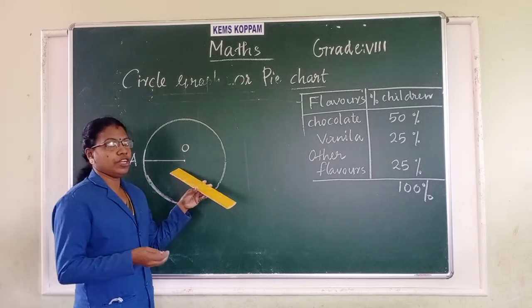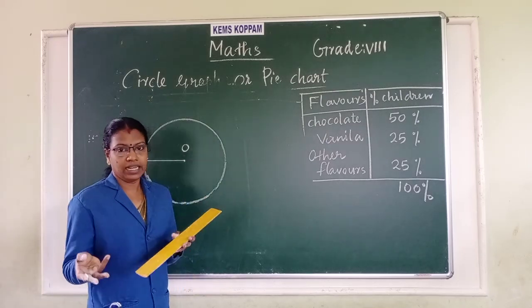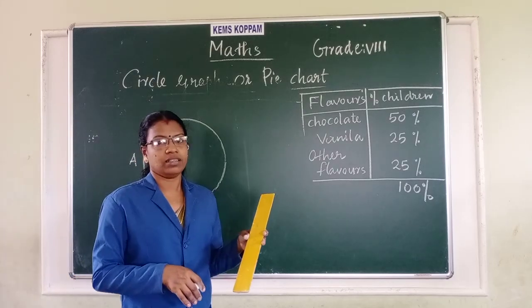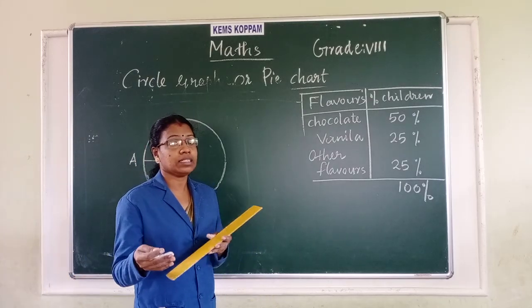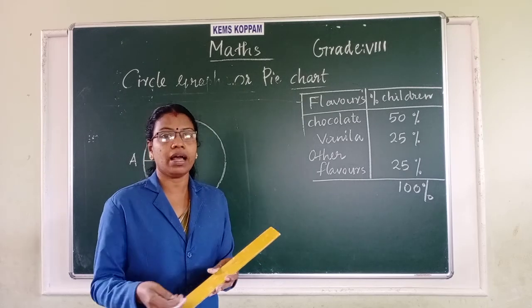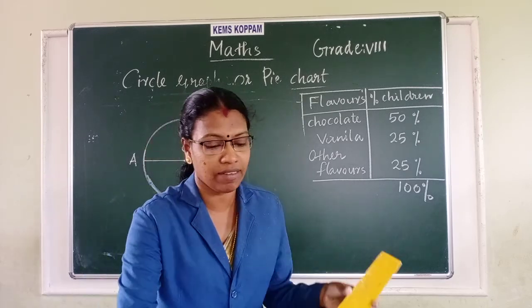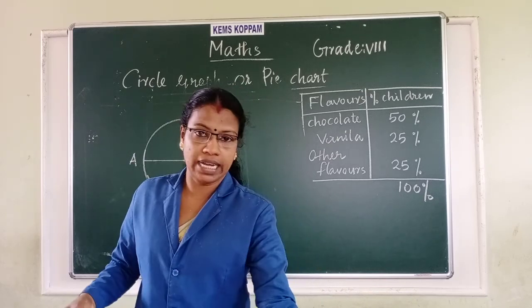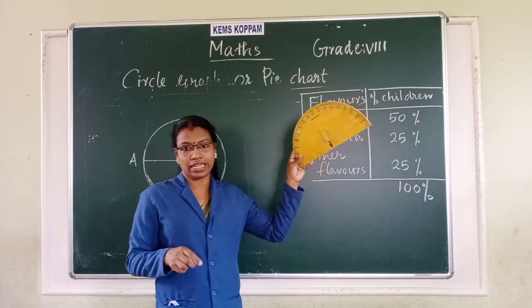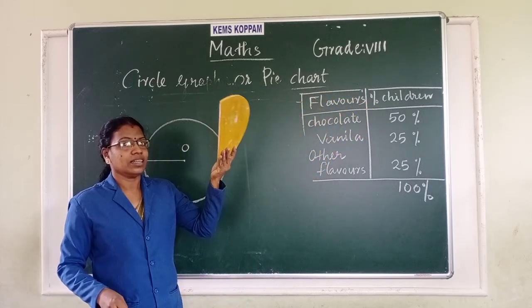Then now we are going to mark the central angles of each sector. In order to mark the angles, always mark the higher angle first. You have to mark the higher angle from the table. First you have to mark the bigger angle. So 180 is our largest angle in this data.